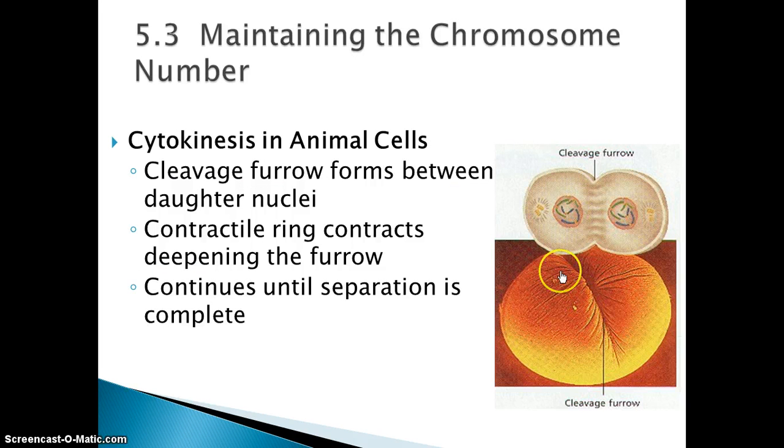So in animals, you need to know this is the cleavage furrow. It forms between two daughter nuclei, and it's like a ring or a string is tied around them, and then it's just pulled until it pinches the cells in two. And so the contractile ring contracts, deepening the furrow until the cells are separated.